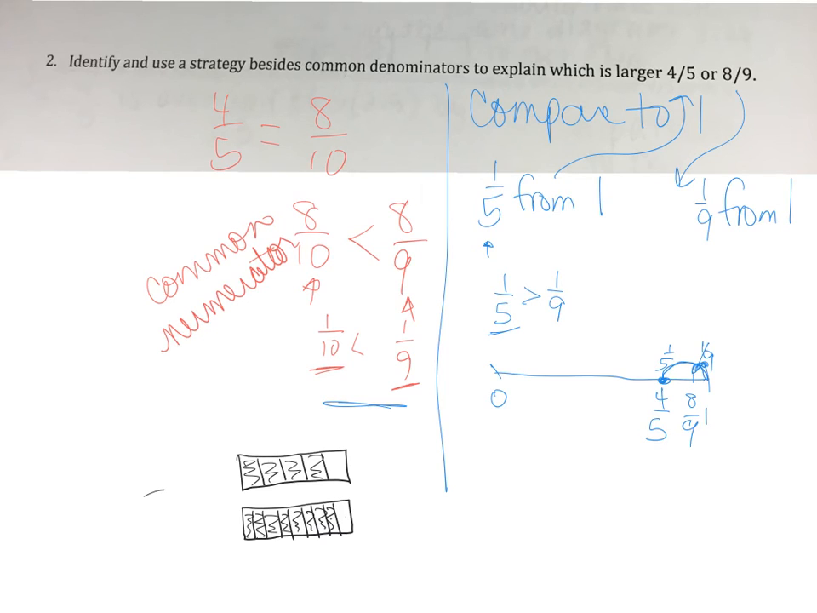And so in some of your pictures, you're making it very obvious, but you're not really drawn to scale. So that's why for this problem, a picture is not a good idea to use. I want you to be using common numerator or this comparing to 1.